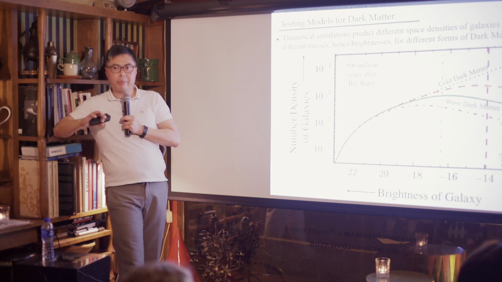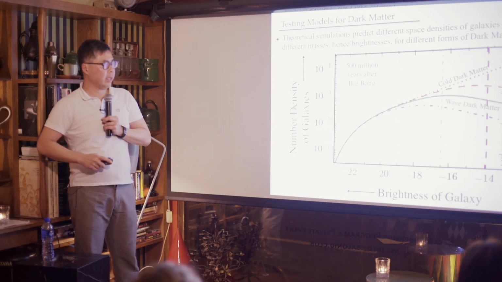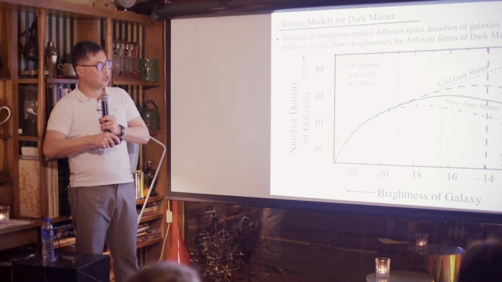Now, with wave dark matter, this is what we predict. In the wave dark matter model, this plot actually turns down at small galaxies. Wave dark matter suppresses the formation of small galaxies. So the key is to probe.